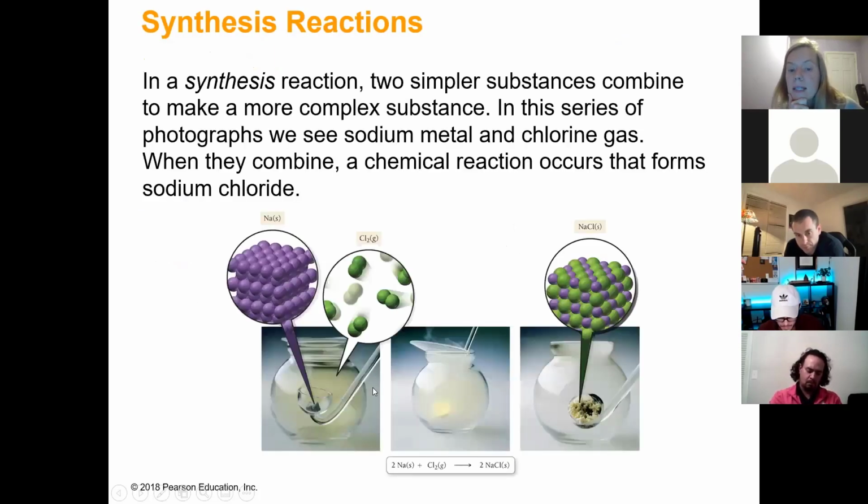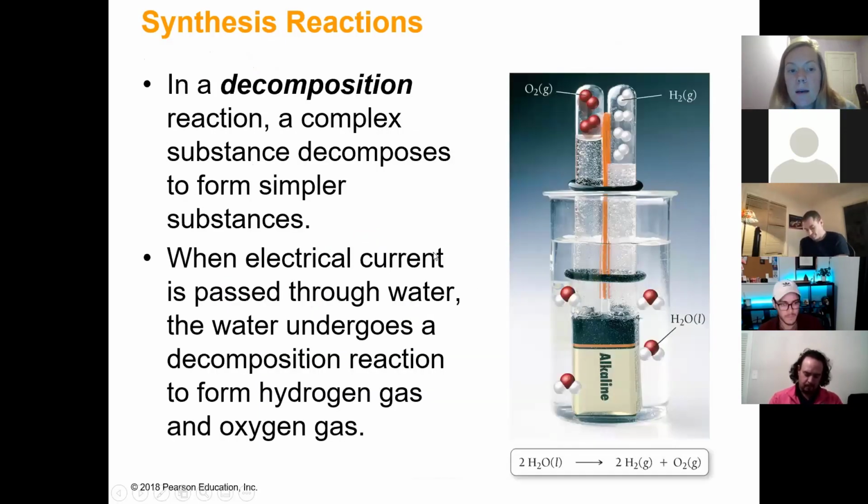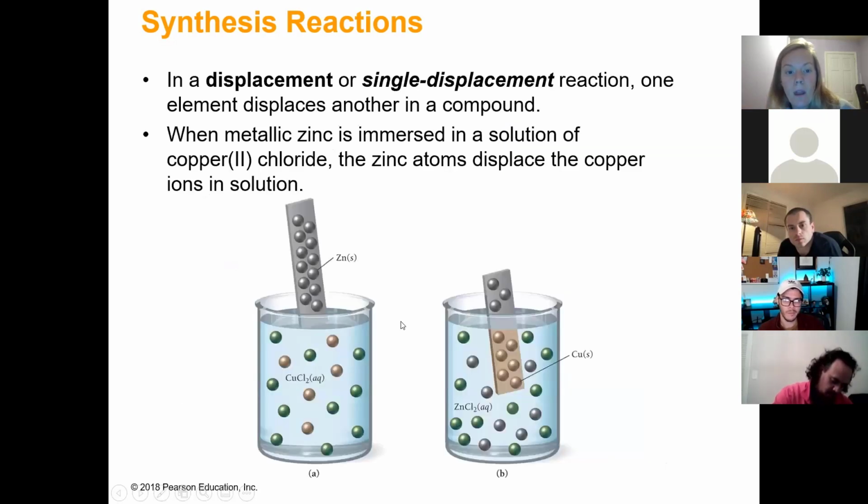So a synthesis reaction, really simple one, sodium and chlorine come together to produce sodium chloride. Two elements come together to produce a compound, synthesis. Decomposition, the breaking apart of water. So we can take water and run it through a battery. It's a pretty simple experiment. And we can actually break apart into hydrogens and oxygens. We had a compound. We now have the individual elements. We decomposed it. Here is a single displacement situation.